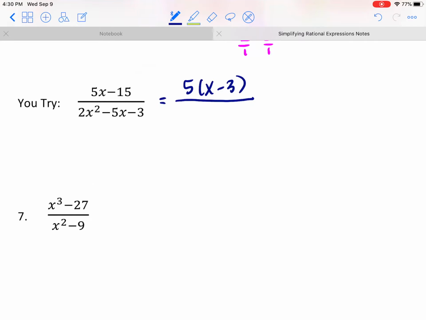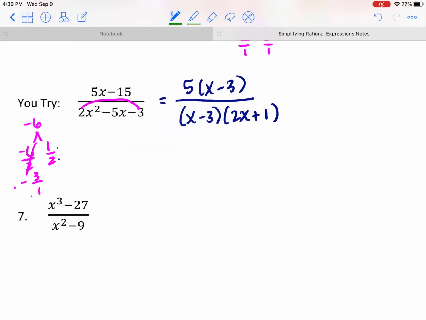On the bottom, we're going to go through our bottoms up process. So 2 times negative 3 is negative 6. Factors that make negative 5 are going to be negative 6 and 1. And if we divide those both by 2, we're going to end up with 1x minus 3 for a factor, which makes sense. We got one of those in the top. And then 2x plus 1 for the other factor.